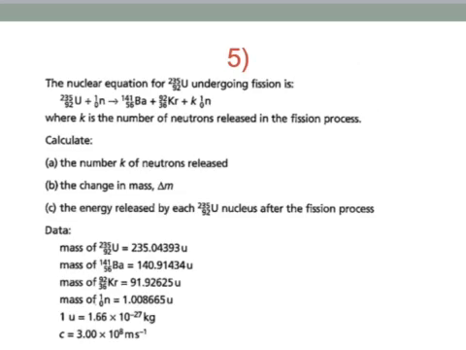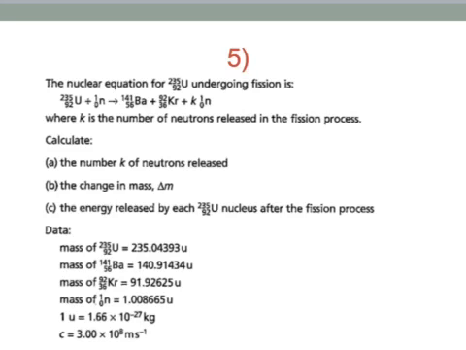Question 5, the nuclear equation for the fission of uranium-235 is shown below. You can see that this single neutron will be impacted and therefore cause it to fission, which means basically split up into daughter nuclei, in this case barium and krypton. And then, of course, a certain number of neutrons will be emitted as well. In this case, it's called K, the number we're trying to find for part A. So how to find that?